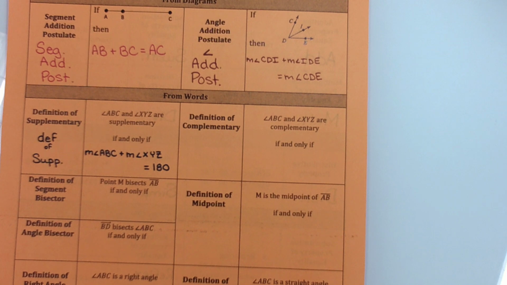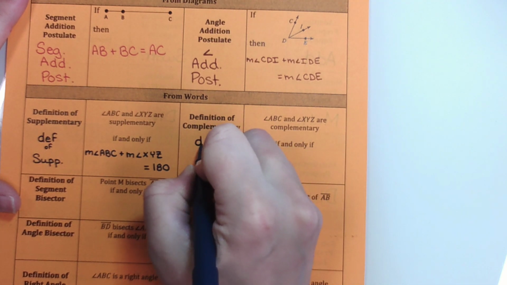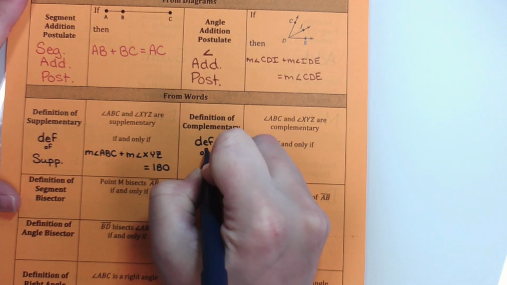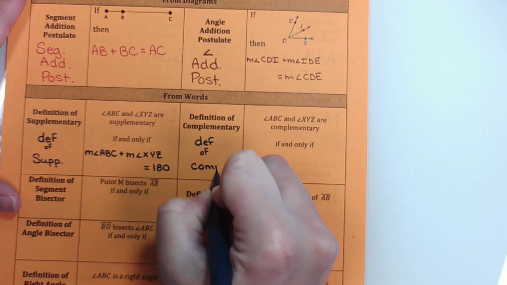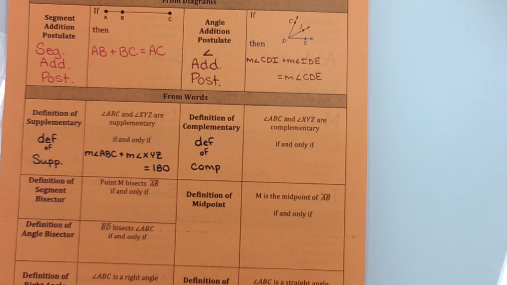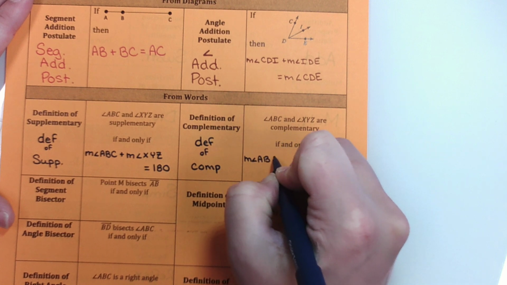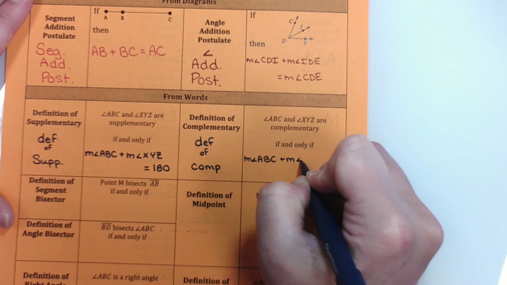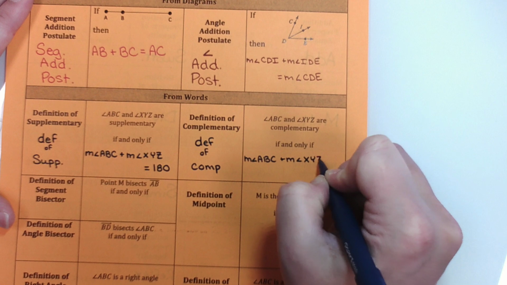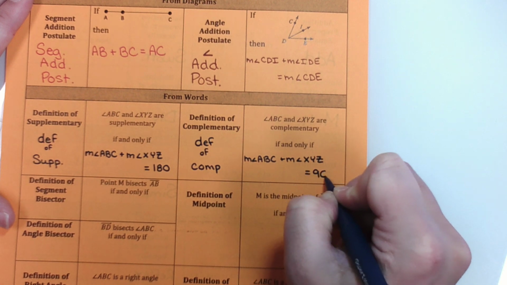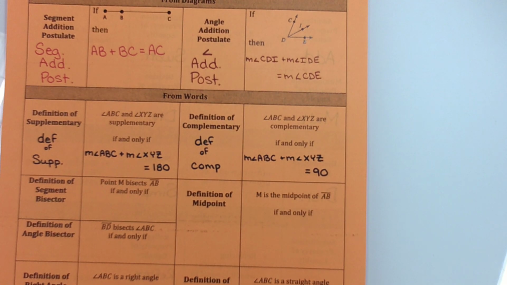Okay, another one we are going to see today is the word complementary. Definition of complementary is very similar to definition of supplementary. Def of comp. And complementary means two angles that add up to 90 degrees. So measure angle ABC plus measure of angle XYZ is equal to 90 when you see that they are complementary.